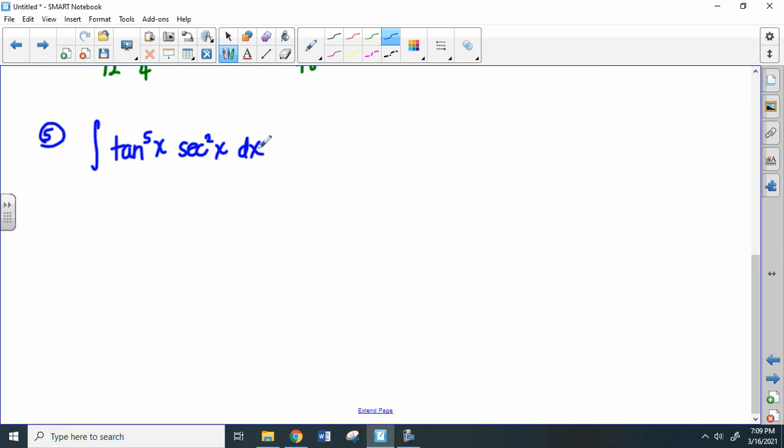Now when you have two trig functions in there, especially when the powers are way different, you need to ask yourself, is one trig function the derivative of the other? It's important that you know your trig derivatives. I happen to know that secant squared of x is the derivative of tangent of x. Notice I did not say tangent to the 5th. I just said tangent of x.